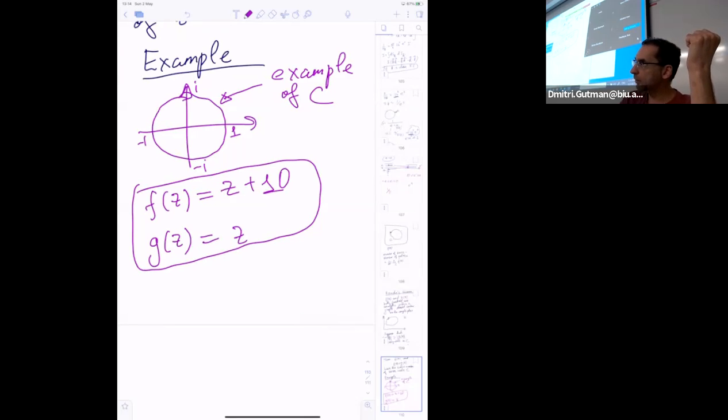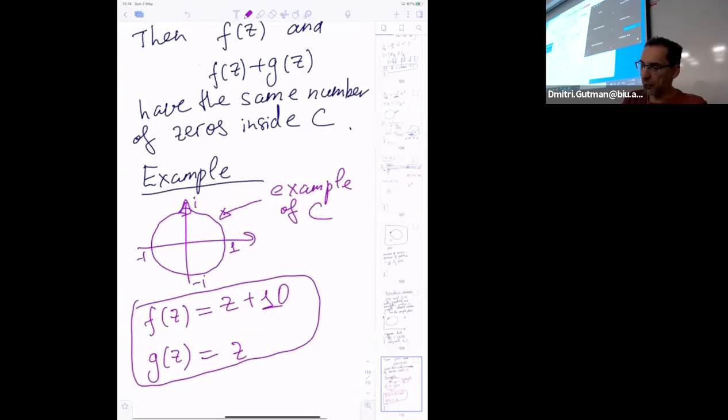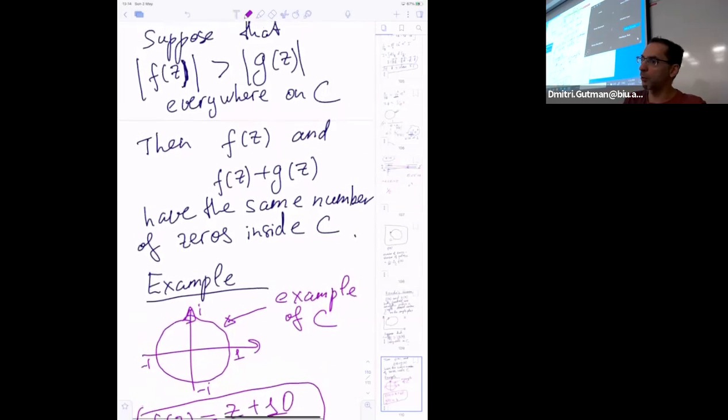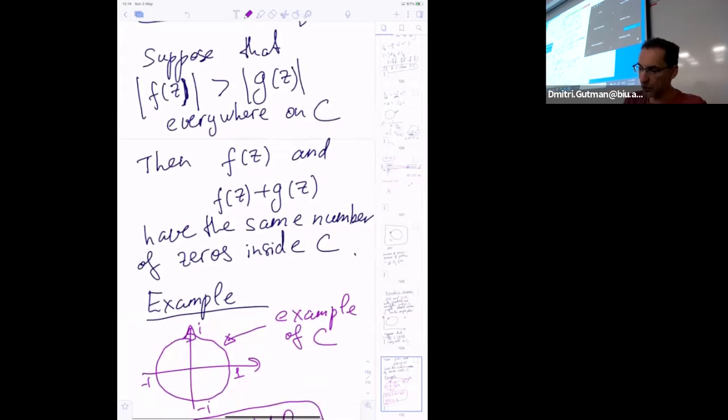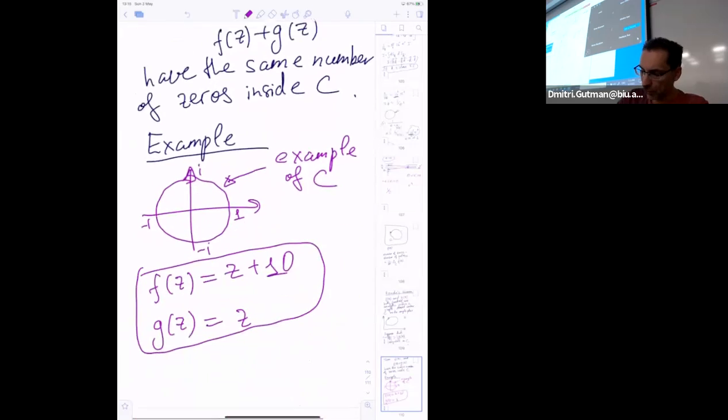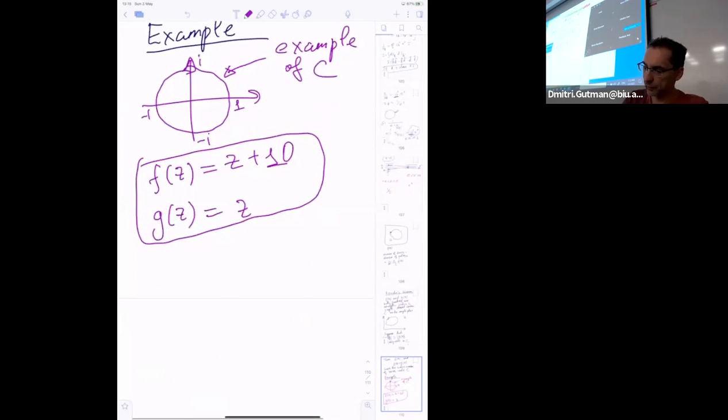G of z. So what the theorem says. That's a condition. Okay, so now let's try to recall what the theorem says. If this condition is satisfied, then what must happen? Same number of zeros. So who must have the same number of zeros? F of z plus g of z.